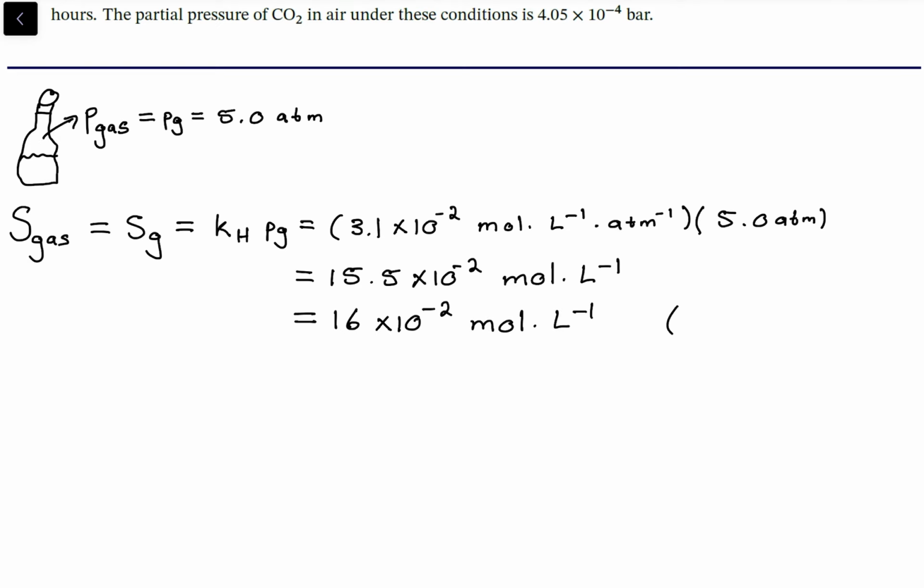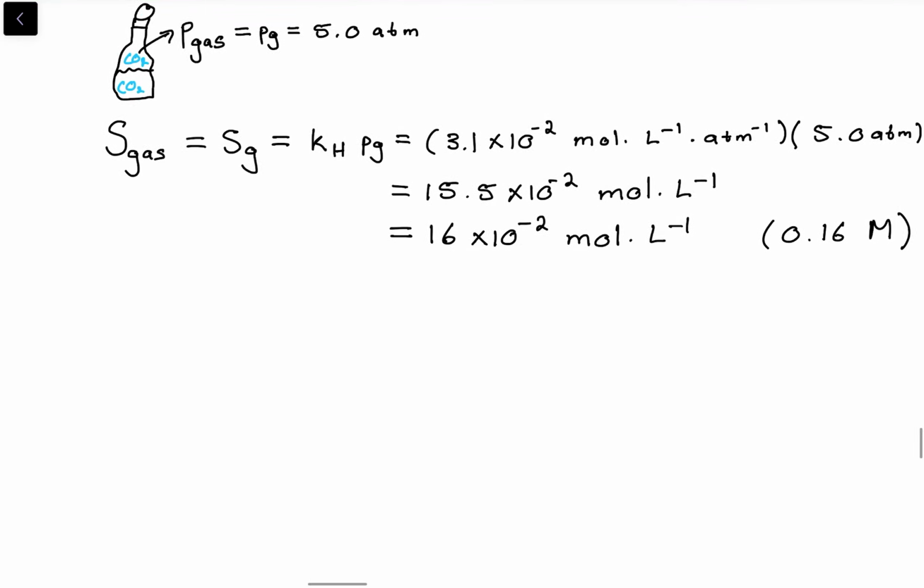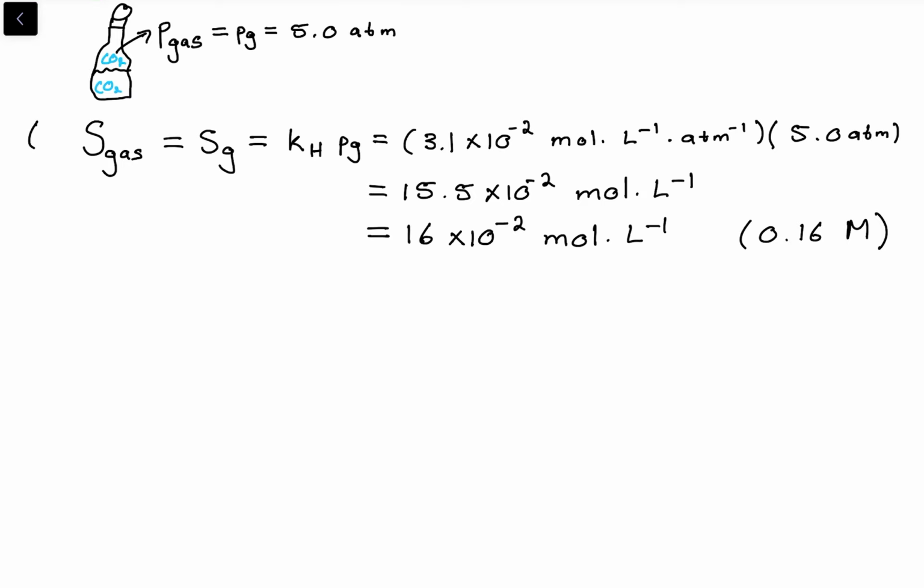Maybe just write for yourself. This is 0.16 molar, or 0.16 times 10 to the minus 2, or 0.16 mole per liter as well. And that gives us the molarity of the gas. In other words, how much of this CO2 is there? There's of course CO2 on top here, but there's also CO2 trapped in the water. That's why your soda water is fizzy. And this is for the A part of the question.